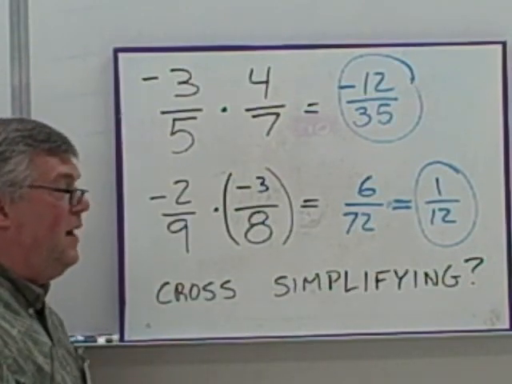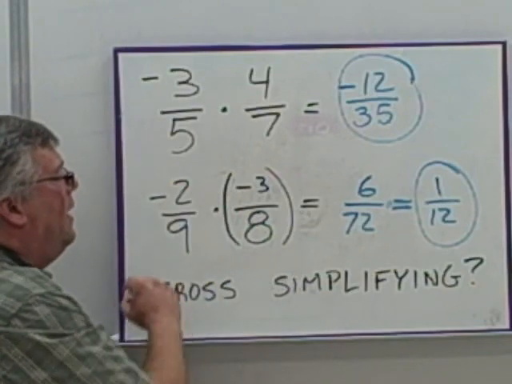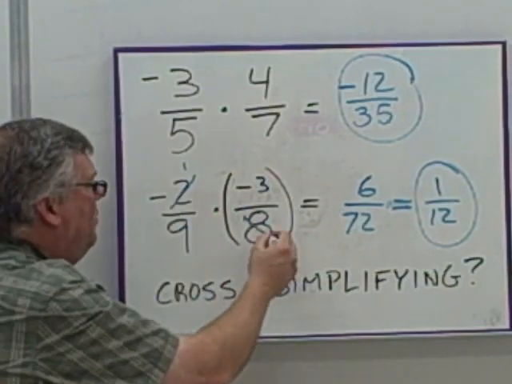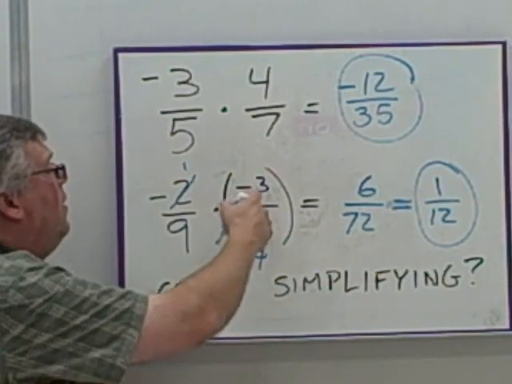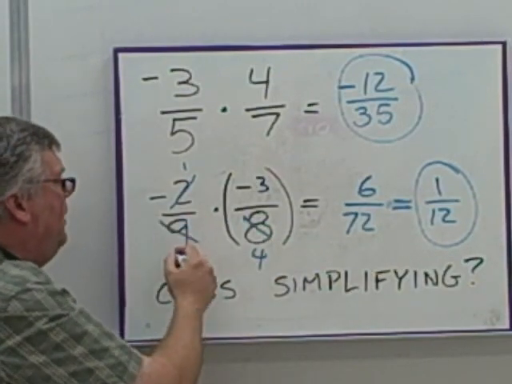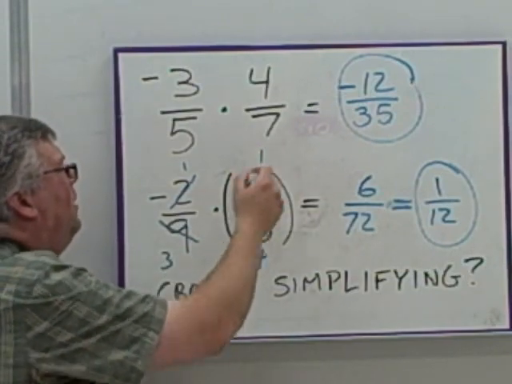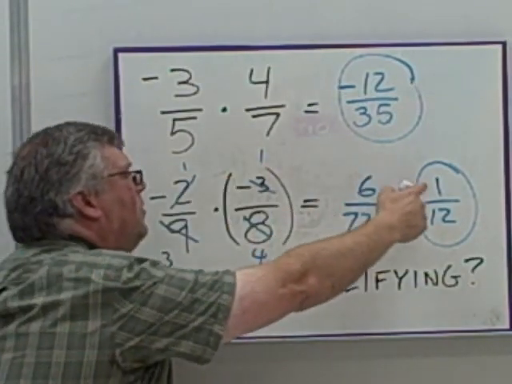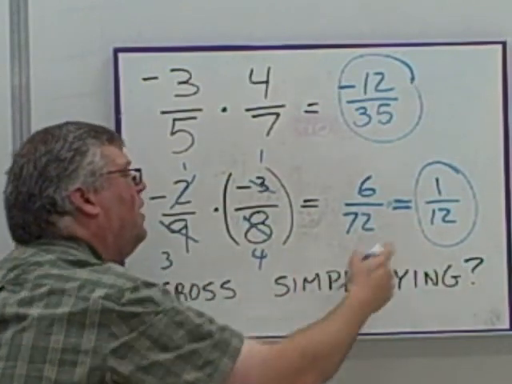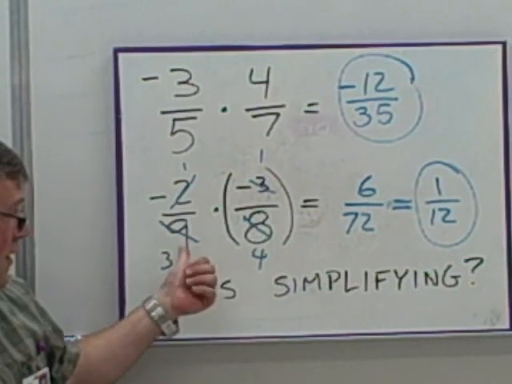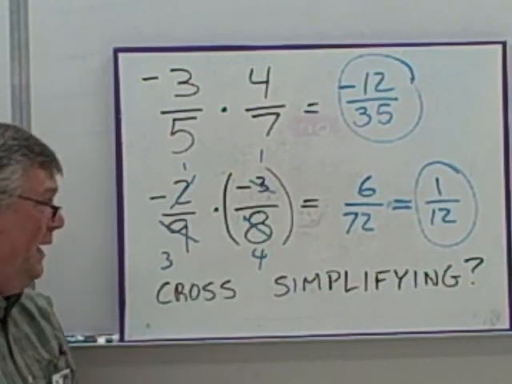Could you cross-simplify this? Yes, I can see that I have even numbers here and here, so I can divide that by 2, divide that by 2, and I get 4. Here I have a common factor of 3, so if I divide this by 3, I get 3. I divide this by 3, I get 1. So I have 1 times 1 gives you 1, 3 times 4 gives me 12. I wouldn't have to do that simplifying at the end if I had done the cross-simplifying at the beginning.